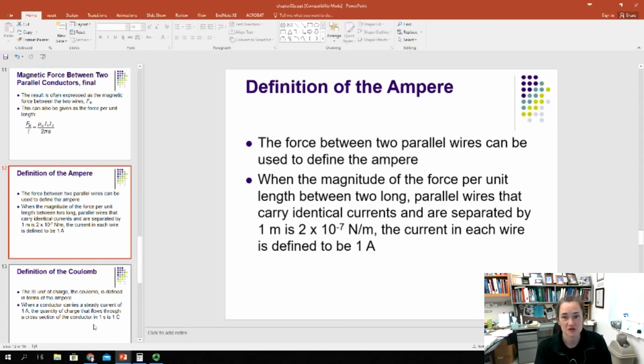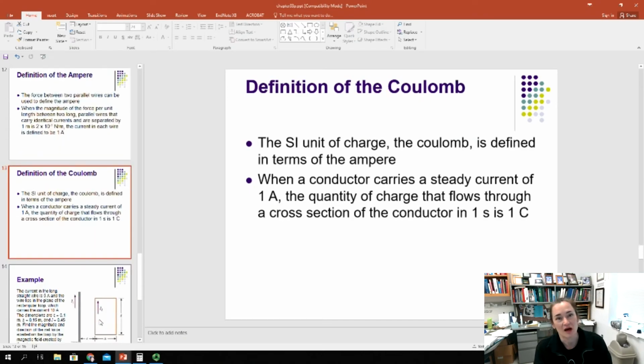Now, for a long time, the force between parallel wires was used in SI to define the ampere. And it was defined in this way. When the magnitude of the force per unit length between two long parallel wires that carry identical currents and are separated by 1 meter is 2 times 10 to the minus 7 newtons per meter, then the current in each wire is defined to be 1 amp. Okay? And then the coulomb, the SI unit of charge, was defined in terms of the ampere, right? So if a conductor carries a steady current of 1 amp, then the quantity of charge that flows through the cross-section of that conductor in 1 second is 1 coulomb.